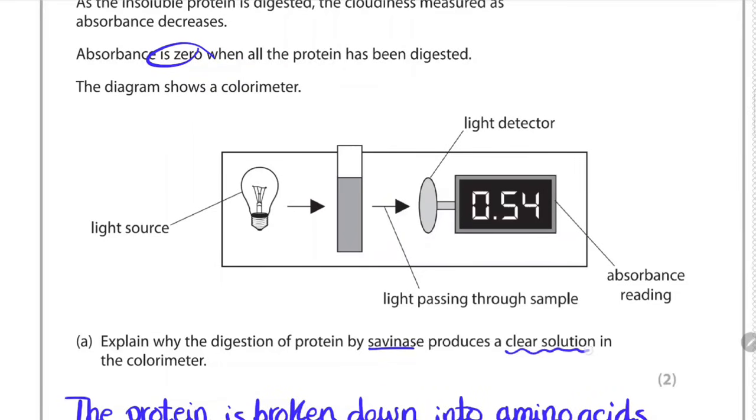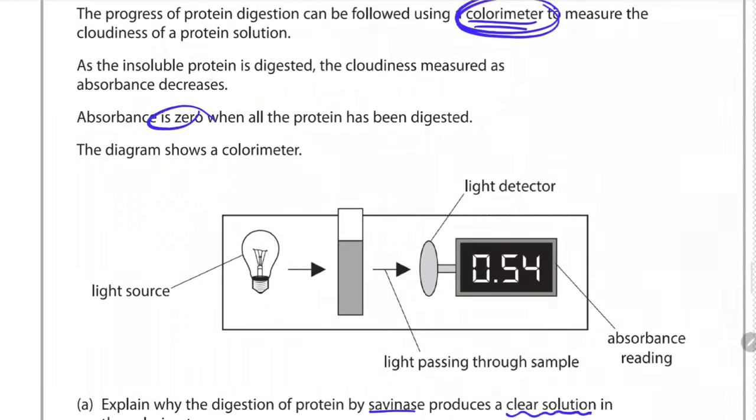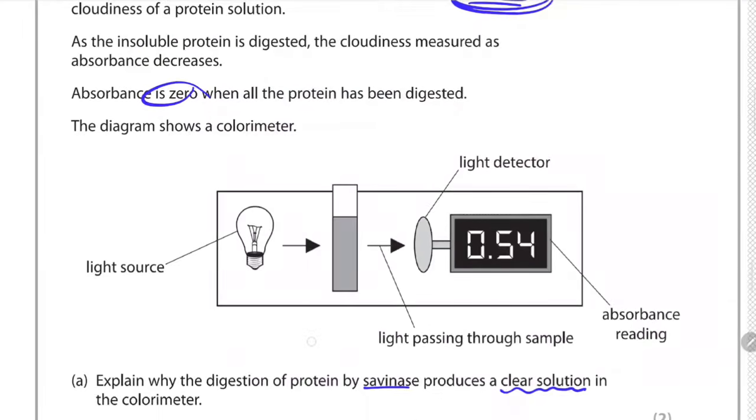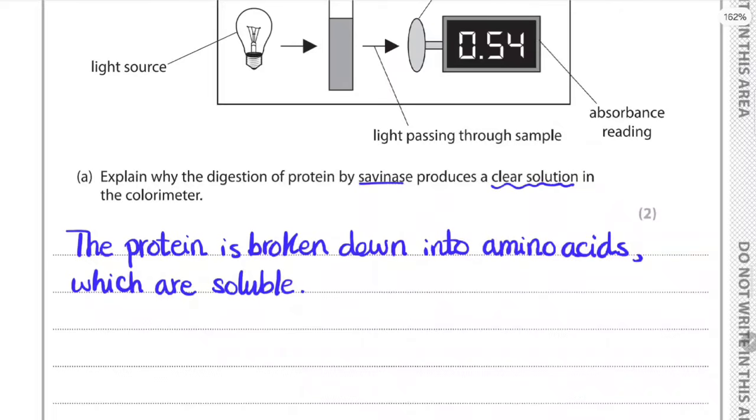Why do I have a clear solution? Well, the protein gives a cloudy appearance, and when it's digested, the cloudiness disappears. This is because the protein is, of course, digested into amino acids that are soluble, so they don't give a cloudy appearance in the solution. The protein is broken down into amino acids which are soluble.